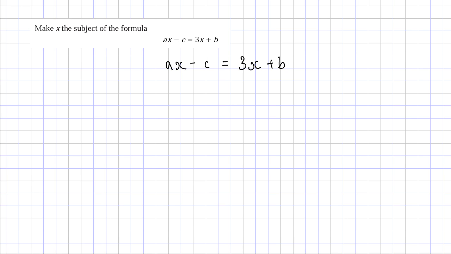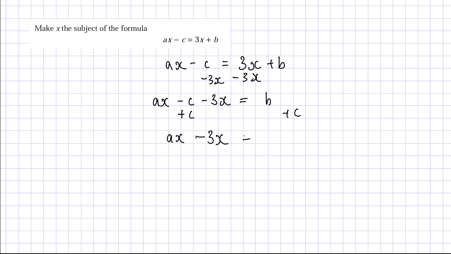The first thing I can do to help me is bring the x's to one side. So if I take away 3x here and I take away 3x on this side, I'm going to have ax minus c take away 3x is equal to b. Now I need to add c on this side and add c on this side. That's going to leave me with ax minus 3x is equal to b plus c.